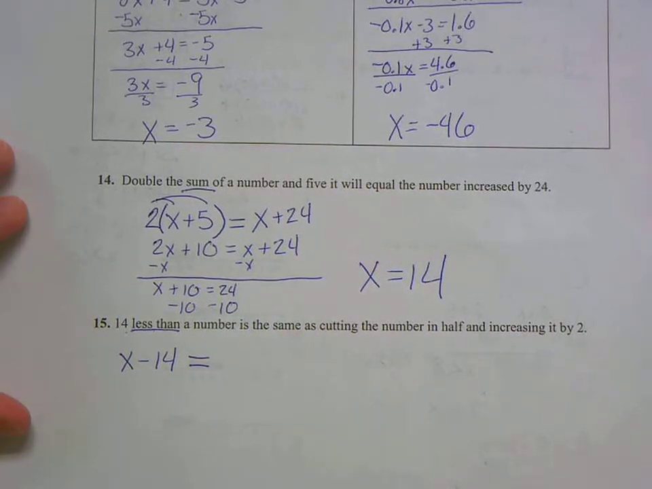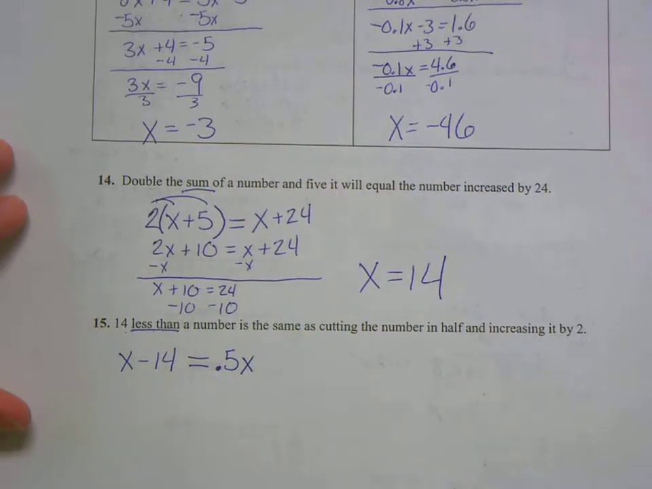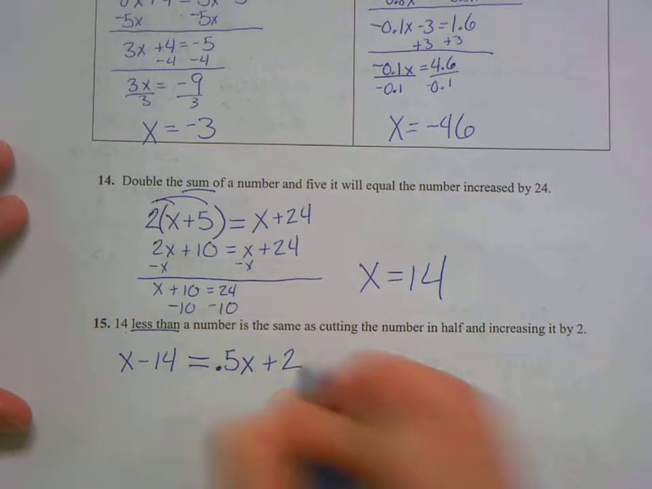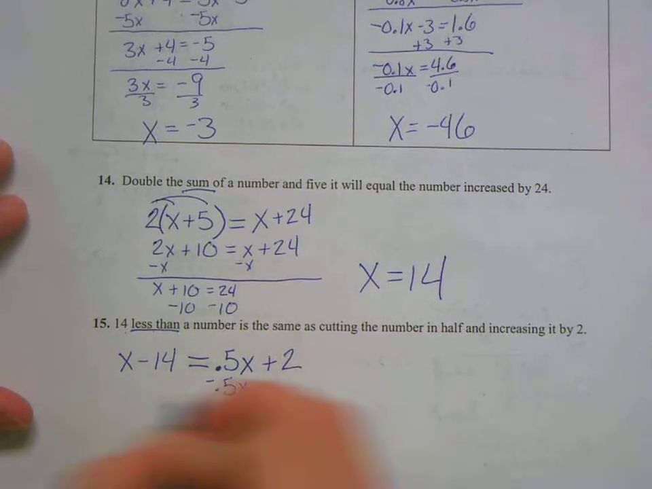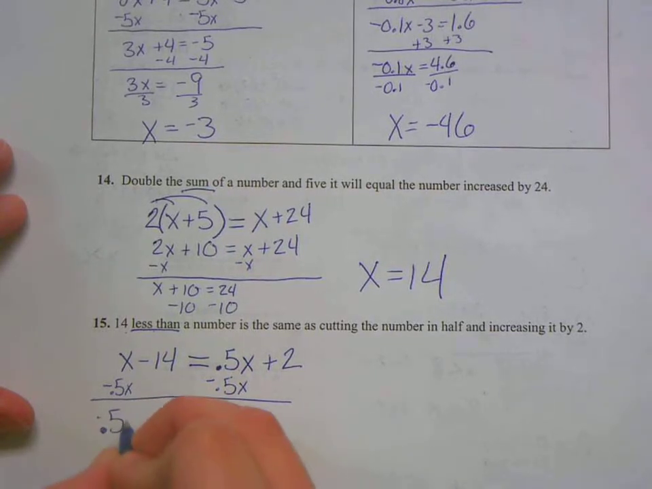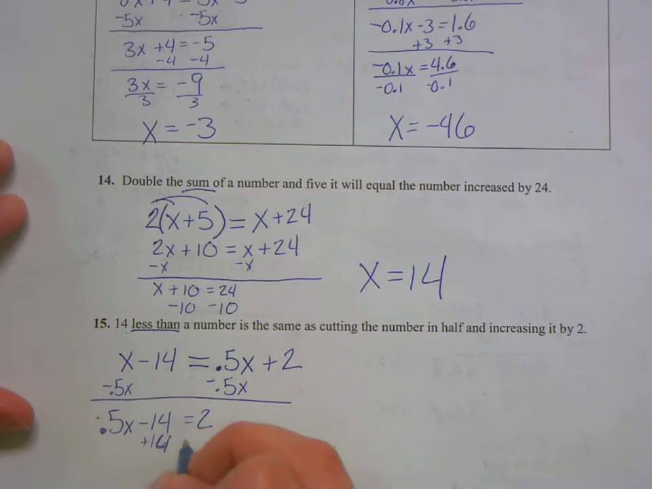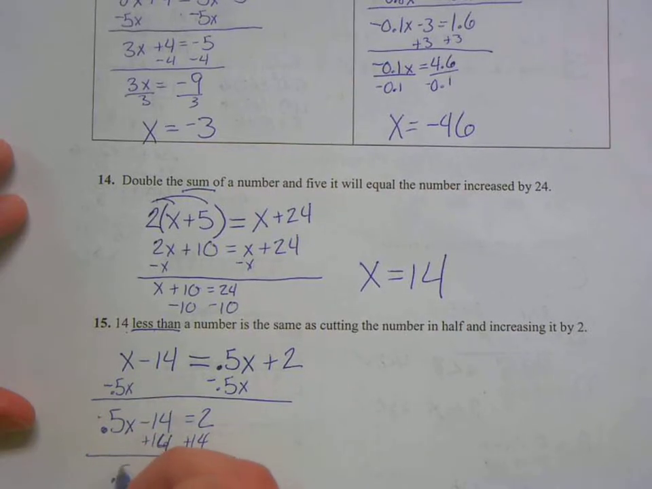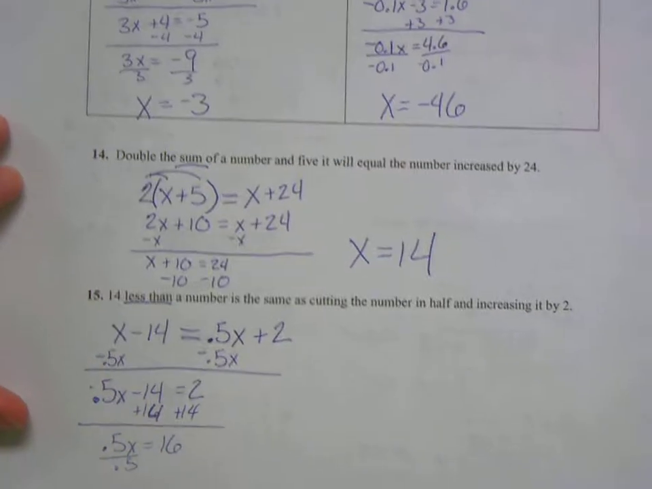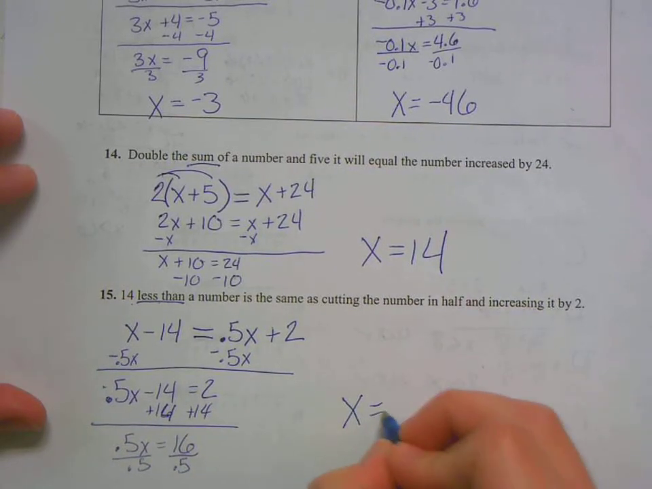Is the same as cutting the number in half. Now I like to do 0.5 times my number if I'm going to cut something in half. And increasing by 2, so that means adding 2. Brain's going faster than my hand is writing. Now it's 16. And then just divide. Which, remember, dividing by a half is the same as multiplying by 2. So you'd get x equals 30.